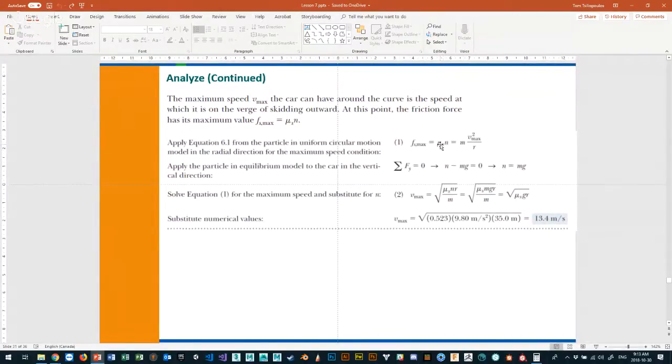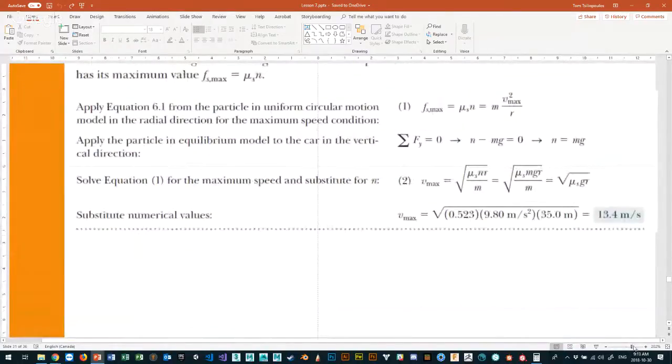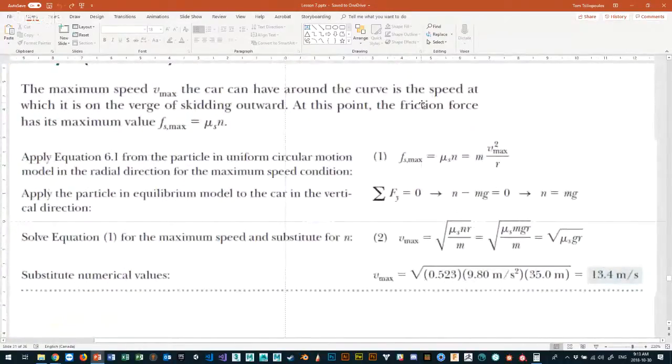Let's zoom in here a little bit so you guys can see this stuff. I want you to be able to see it because it's going to be recorded so we can talk about it. Let's go back. So the force of static friction max is equal to the coefficient of static friction times the normal force, which, when you equate that, is equal to mass times v squared max, the maximum velocity, over r. That is the equation that we want to find.